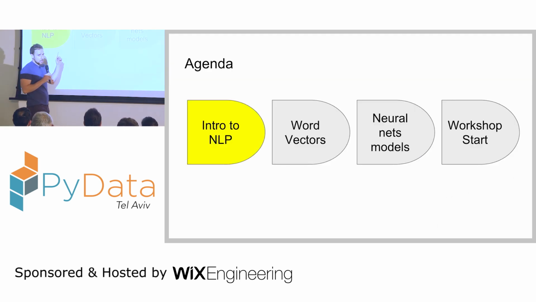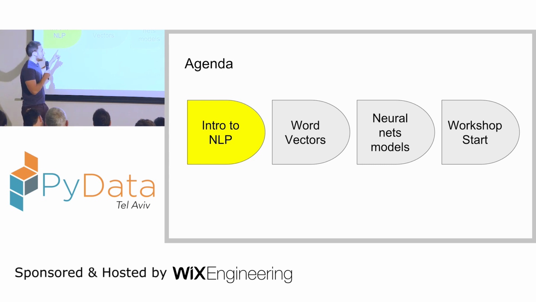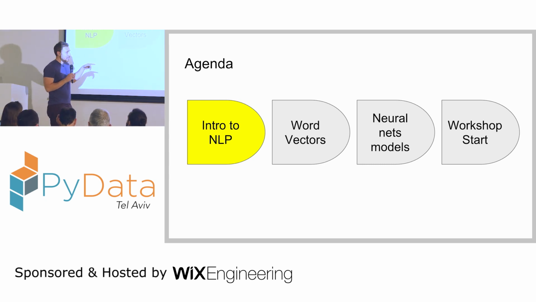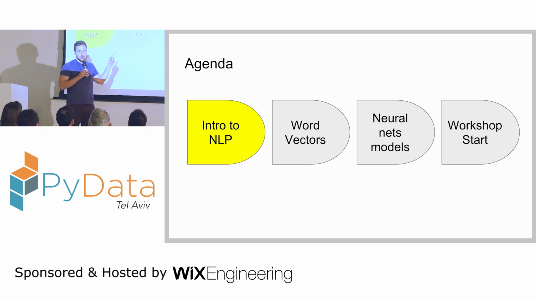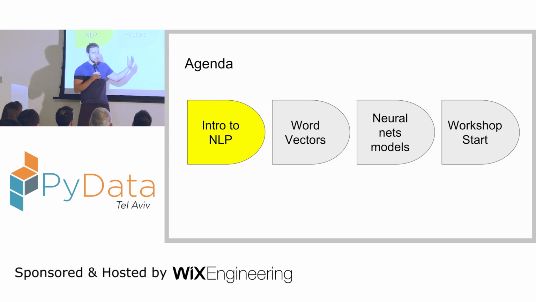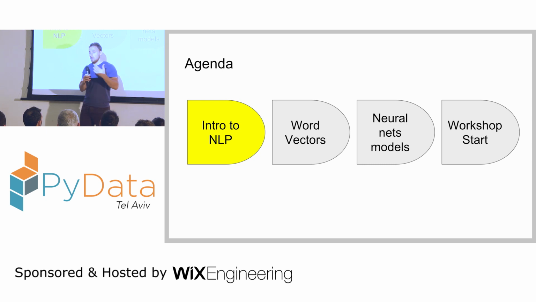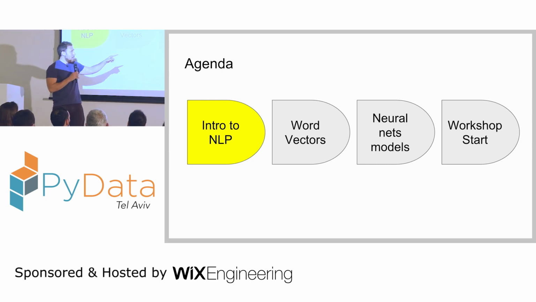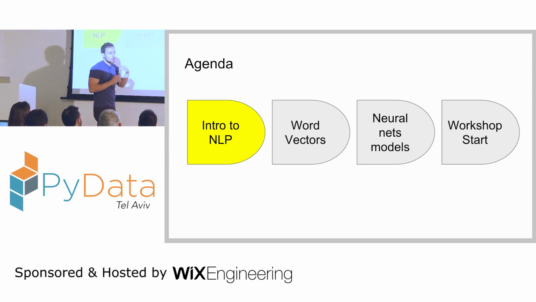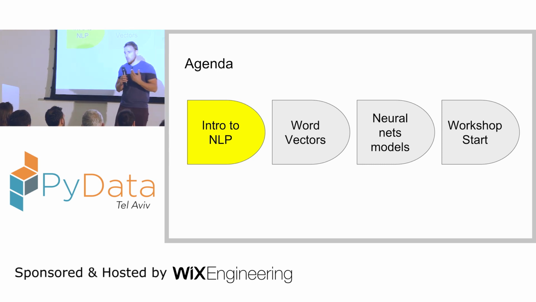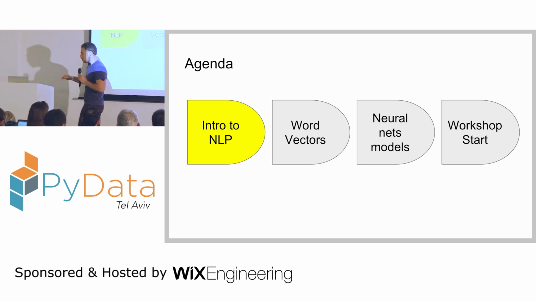Okay, this is our agenda for today. First, we're going to talk about NLP in general. Then we'll dig into word vectors and why they are useful. Then we'll talk about neural networks, which will be the subject of this workshop. And finally, we'll talk about our data set, Google Colab, configuration, and how to get things actually working.